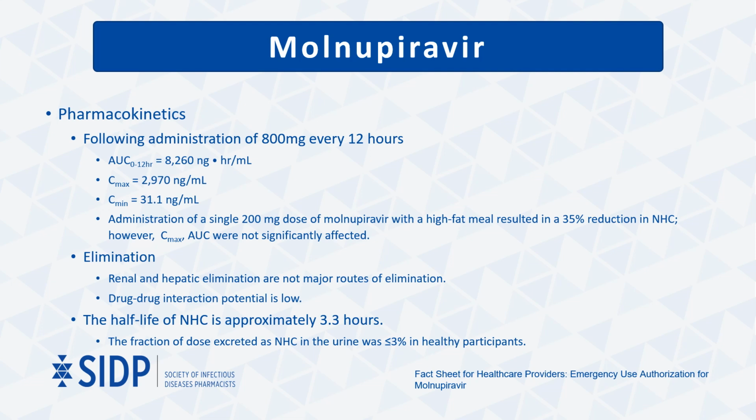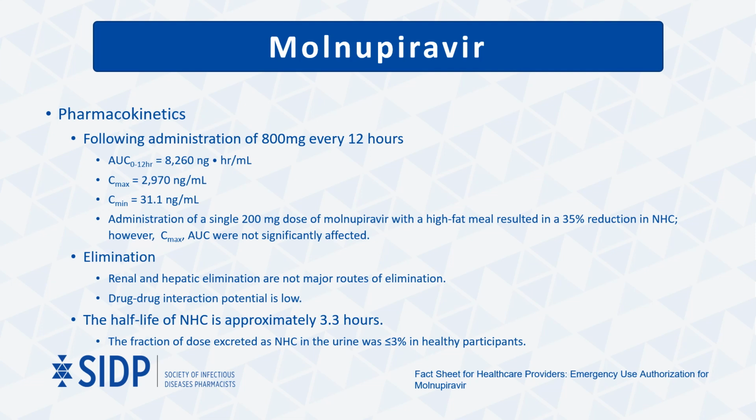Administration of a single dose of Molnupiravir with a high-fat meal does result in about a 35% reduction in the production of NHC. However, the Cmax and the AUC are not significantly affected. Regarding the elimination, renal and hepatic pathways are not major routes of elimination for Molnupiravir or its metabolites, and therefore the drug-drug interaction potential with this medication and its metabolites is low.